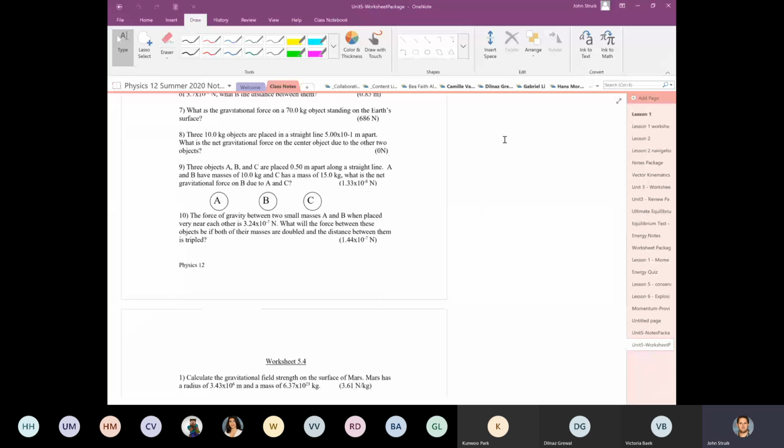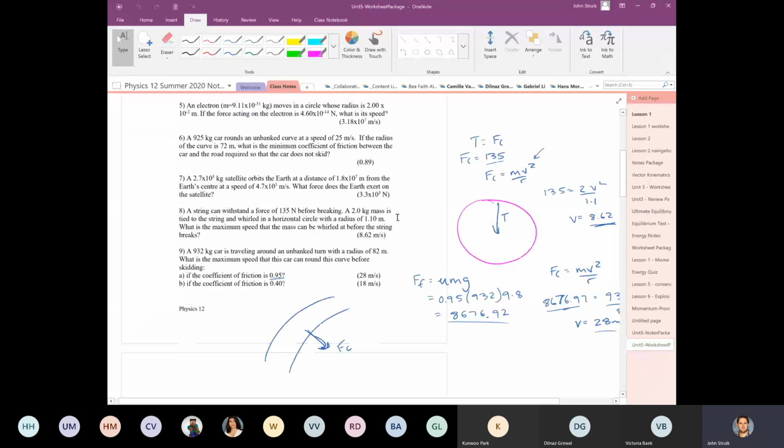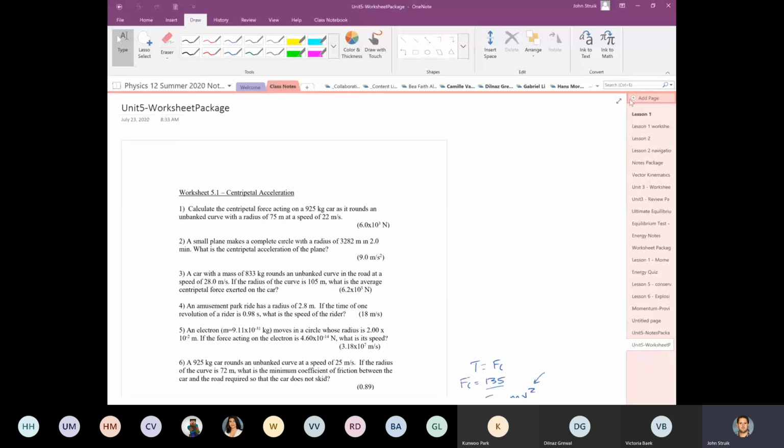Yeah, that's a good idea. I'll definitely hand it out tomorrow. And then you'll have the weekend to work on the review package or whatever. And then we'll do the test early next week. So right now you can work on 5.3, and then we will probably do both lessons tomorrow at, I don't know what time yet.